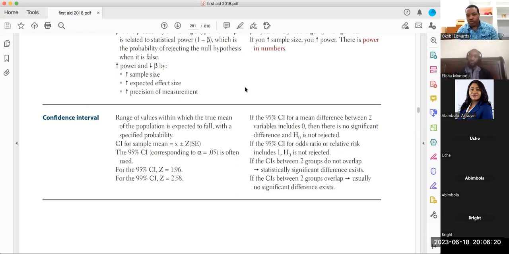You can stop sharing your screen. We've come to the end of the scientific session for today. Dr. Momodu took us through memory lane, what we used to know, the basics from high school, and then we're trying to make it make sense in our everyday research activities. Thank you, Dr. Momodu. Thank you, everyone, for tuning in.